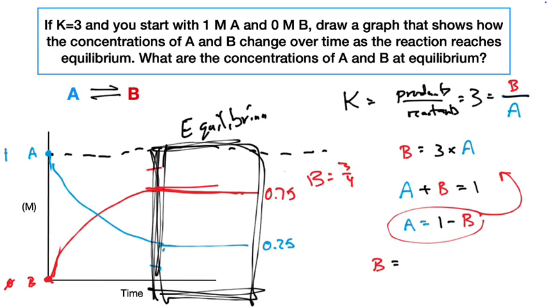B equals 3 times A. Whoops. Sorry, that's why you shouldn't have done it this way. Good job, Mike. We have to do a little bit more algebra. Minus 3B. Add 3B to each side, what do we get? We get 4B equals 3.